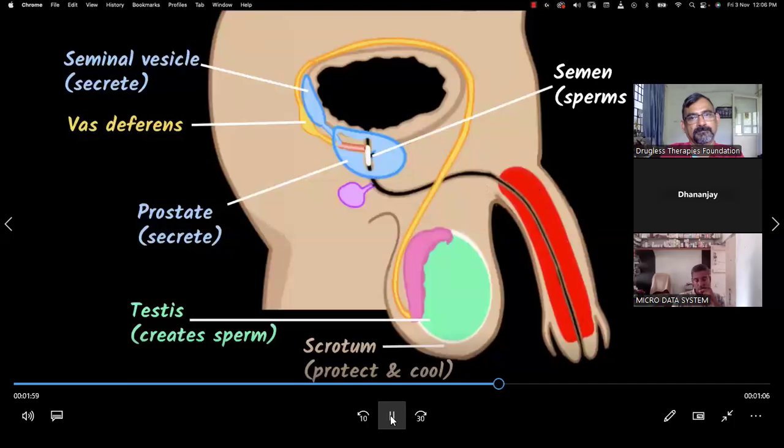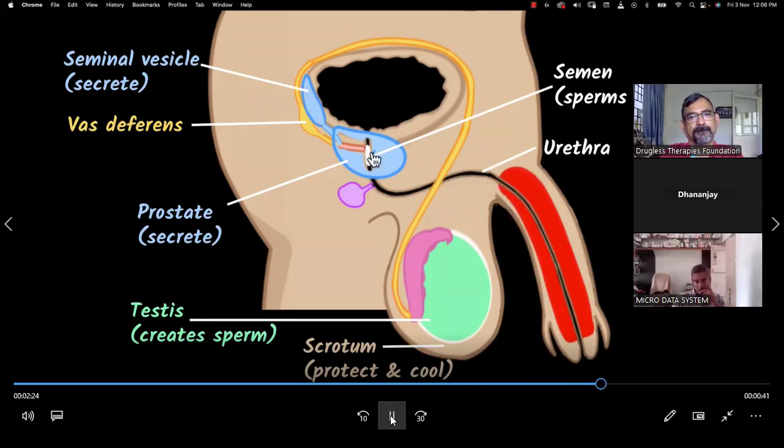But there's one last problem. What is that? Well, you can see that the pipe through which it goes into the penis is the same pipe through which the urine goes. It's the urethra. So the urine and the semen will share the same pipe. So what's the problem here? Well, what if there is some urine over here? The urine could be acidic and it could be bad for our sperms.